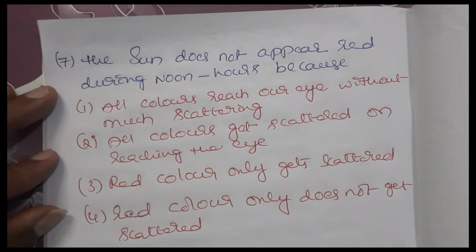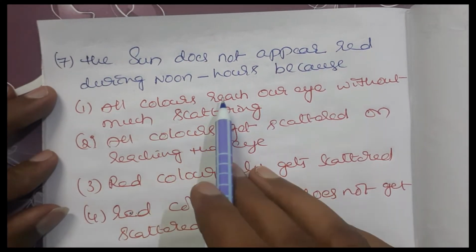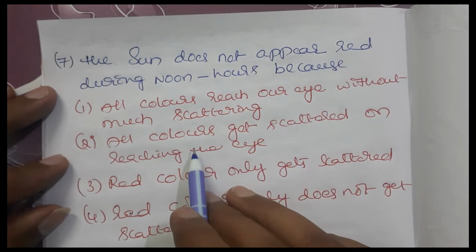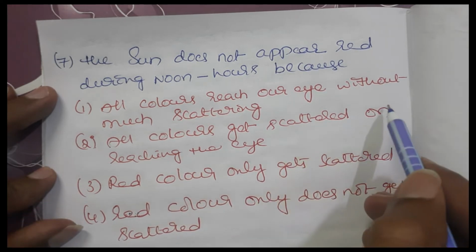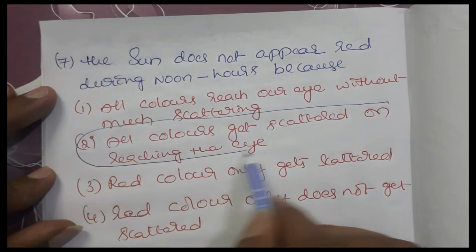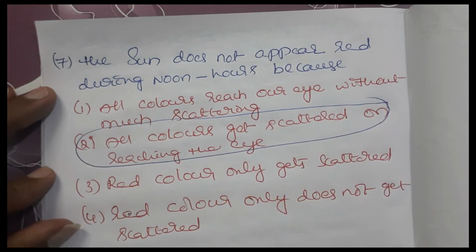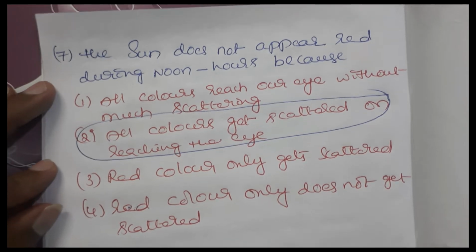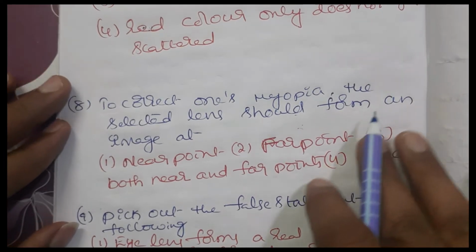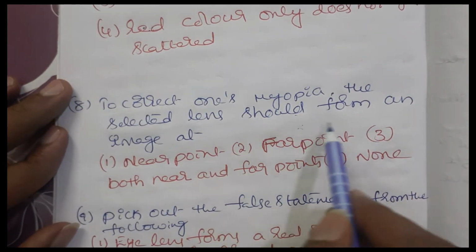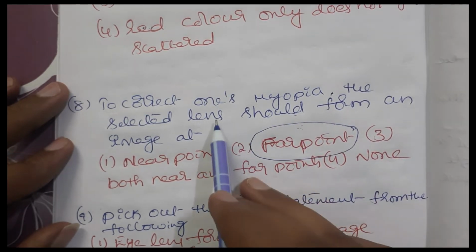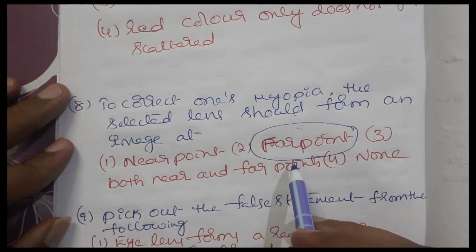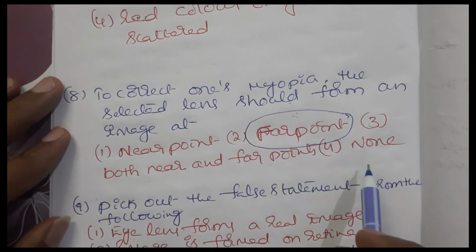Question number 7, students. The sun does not appear red during noon hours because all colors get scattered on reaching the eye. Next, 8th one, students. To correct one's myopia, the selected lens should form the image at the far point. So you know, for correction of myopia, we use a biconcave lens. It forms an image at the far point.